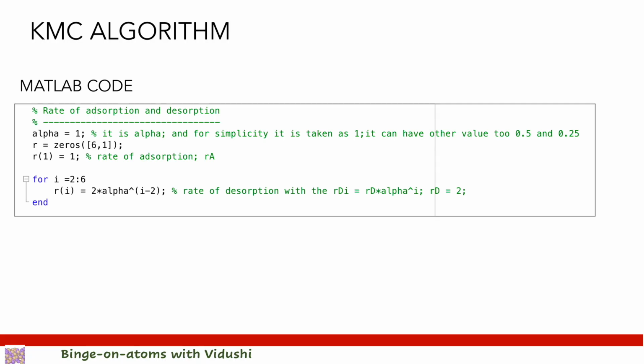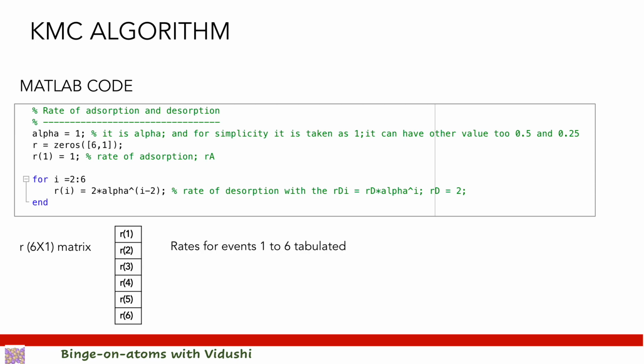Next, we move on to define the rates in our MATLAB code. We declare a matrix R having 6 rows in one column. This matrix contains the rate of events as discussed, in the form of rows. As I mentioned, this particular code has 6 possible events. Event 1 is of adsorption and events 2, 3, 4, 5 and 6 are of desorption in the presence of neighboring atoms.